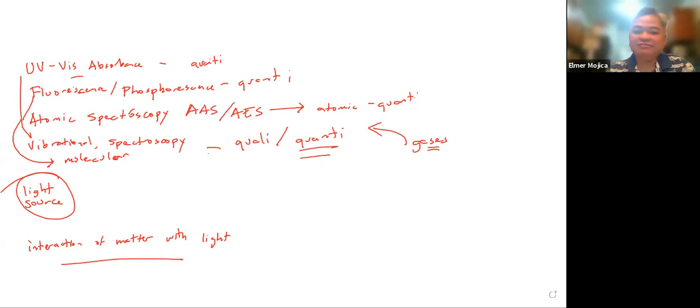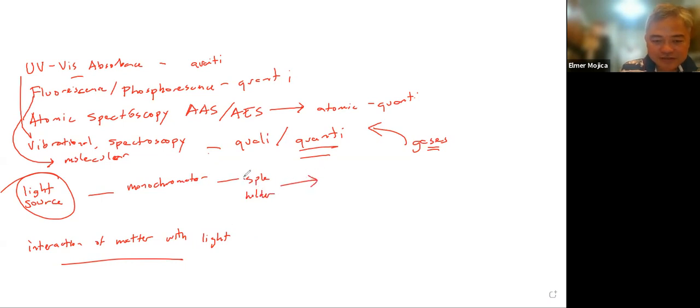Okay? And then after the light source, it can be the monochromator, it can be the sample holder, and then the detector, and then the readout system.